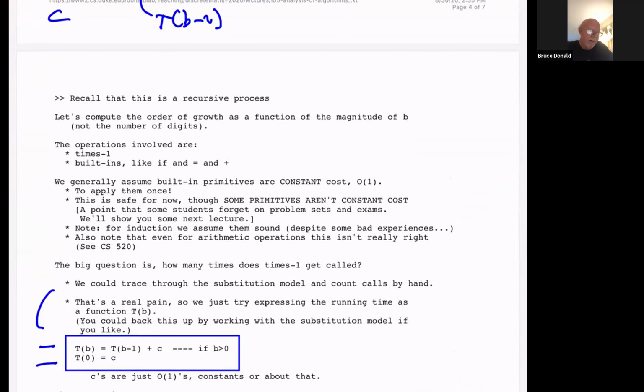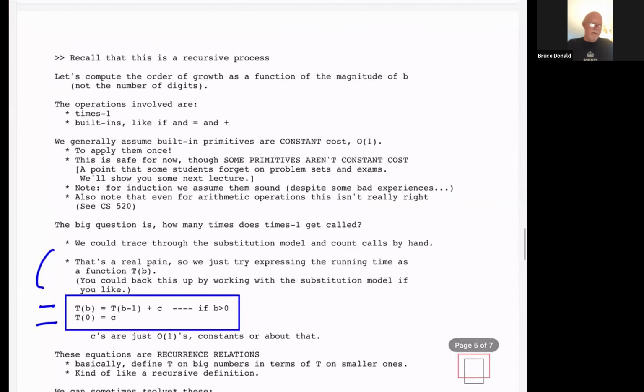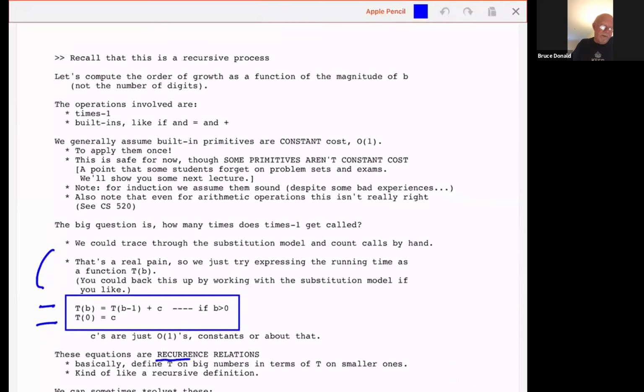I haven't solved it as a recursive function. T of b equals T of b minus 1 plus c when b is greater than 0, otherwise T of b equals c. And the c's are just order 1 constants. This is a fundamental concept in computer science. It's called a recurrence relation, because we are basically expressing the complexity in terms of something smaller. At this point, I want to point out that sometimes we can actually solve these in closed form. And I'm going to do that now with the document camera.